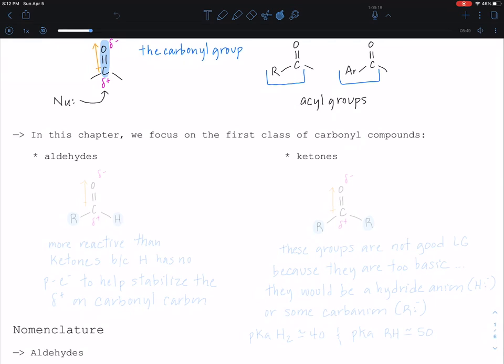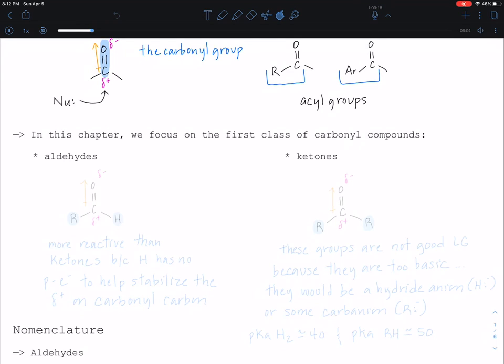Under normal circumstances, these particular groups are not going to be going anywhere. They're just a little too basic. So let me draw a generic aldehyde and a generic ketone so you can get an idea about what they look like.